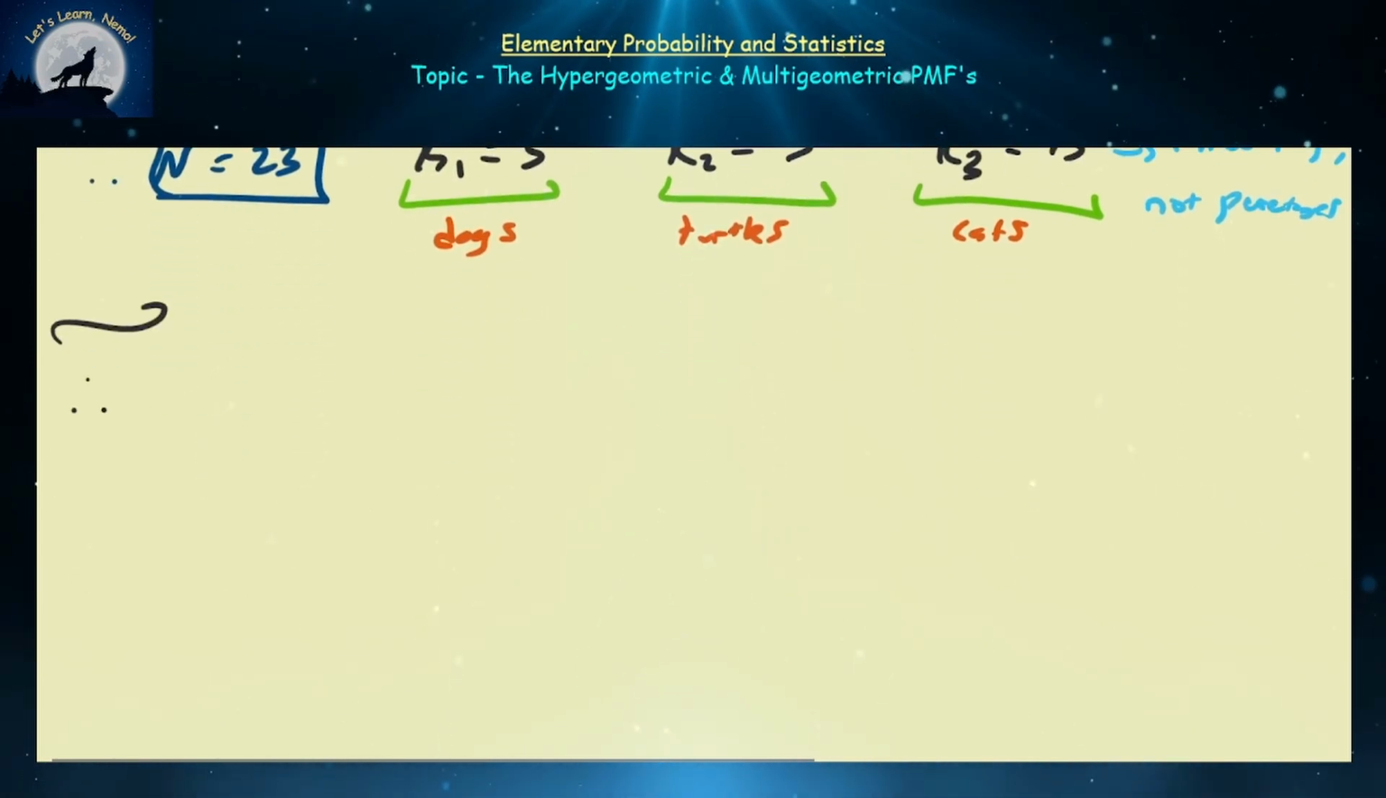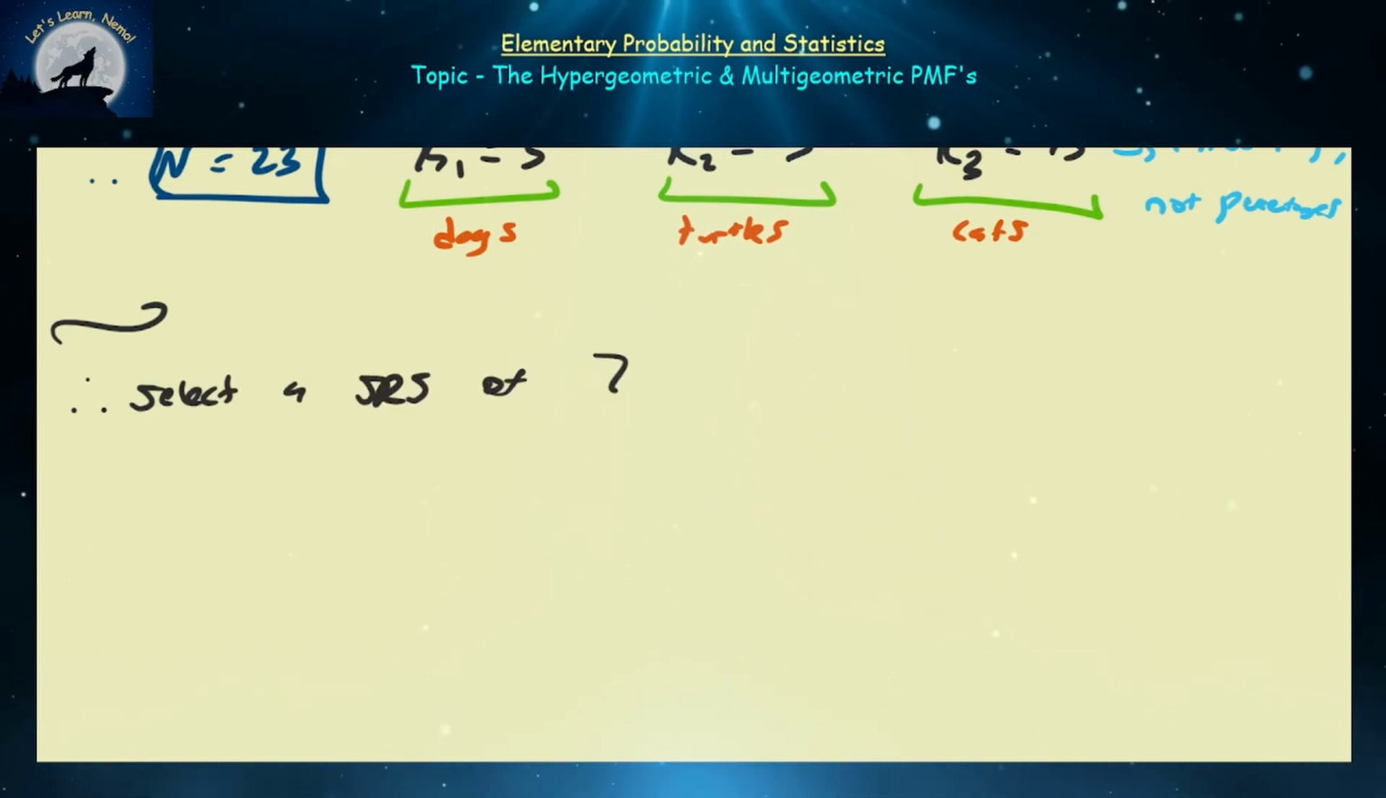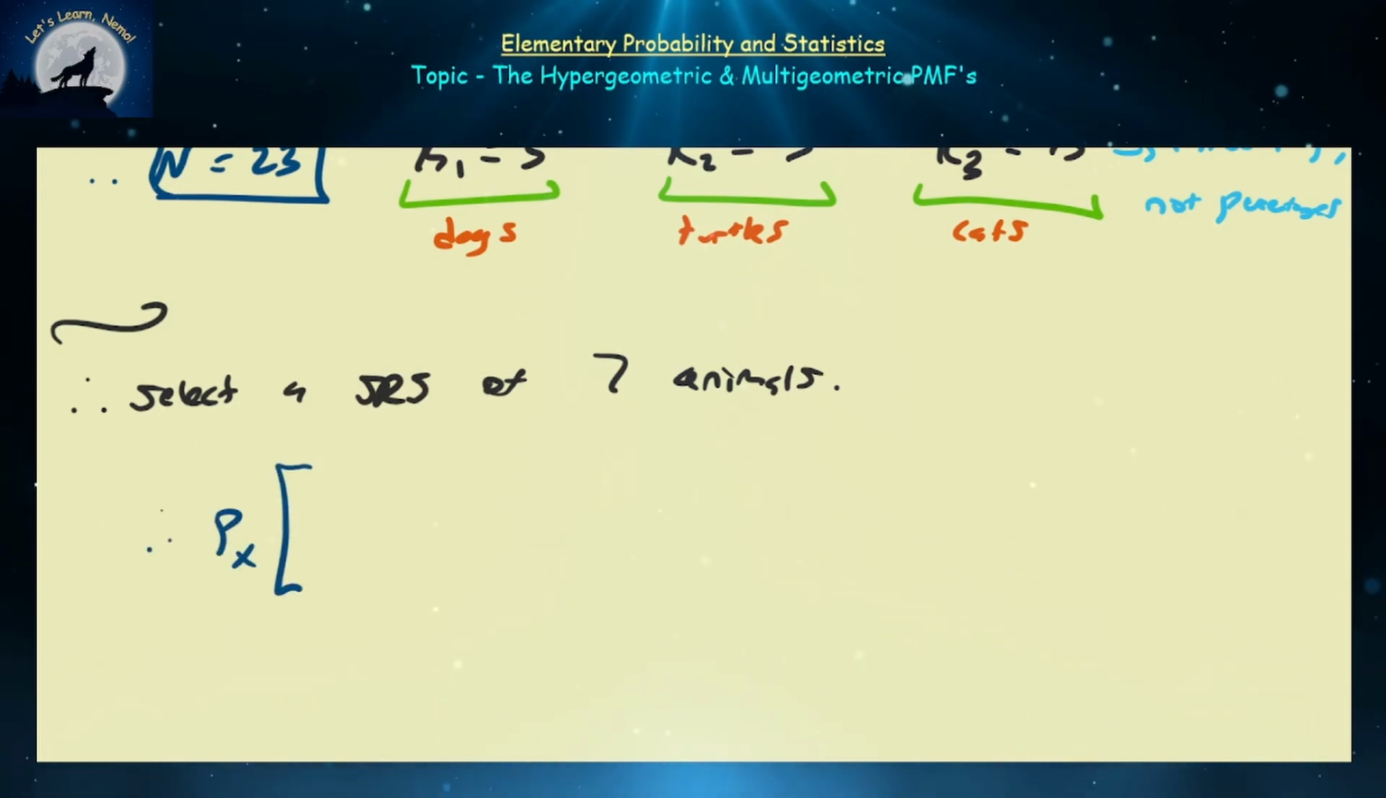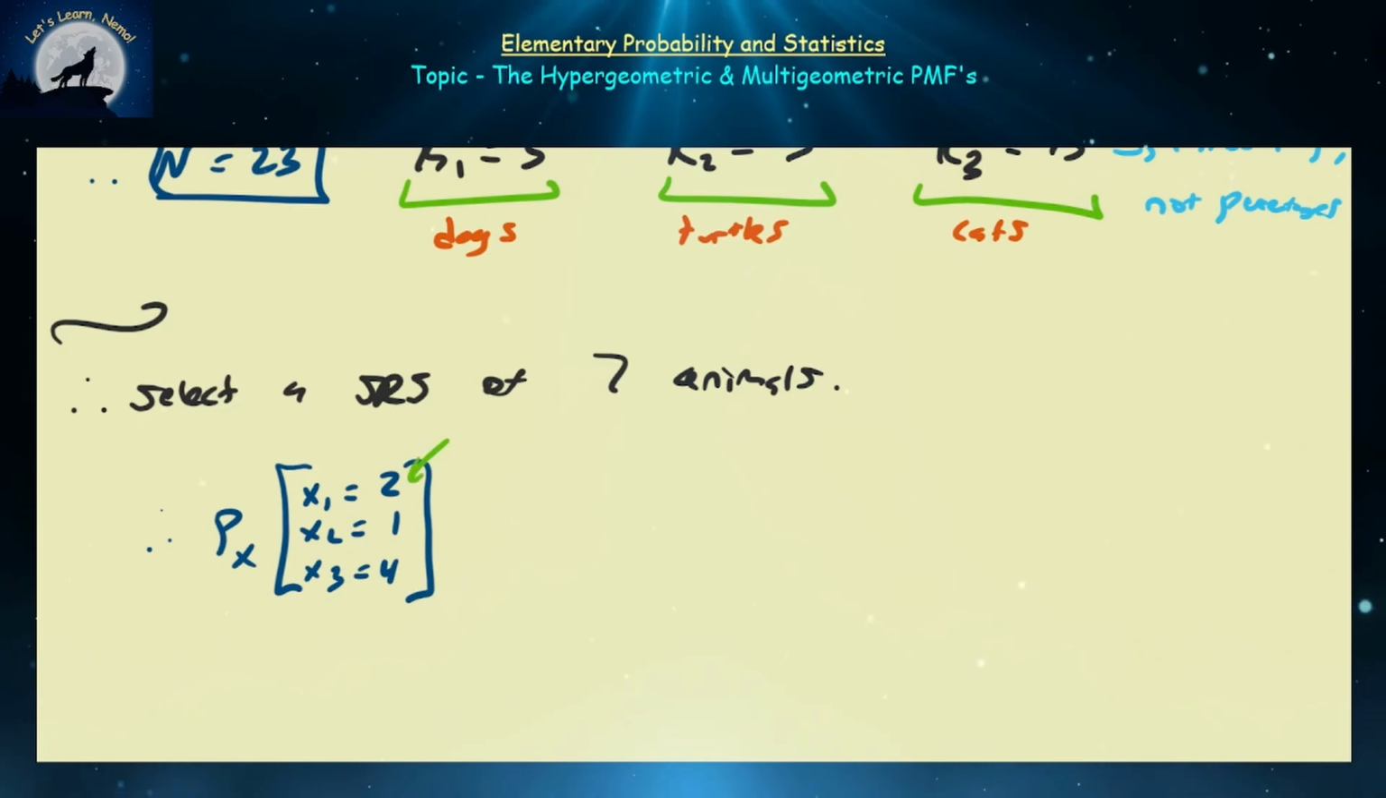So now what I want to do is select a simple random sample of 7 animals from this shelter, and let's assume that I'm interested in getting a particular structure: x1 equal to 2, x2 equal to 1, and x3 equal to what? So 2 plus 1 is 3. I have a total of 7. That means I'm allowed to have 4 of the last character. So keep in mind, x1 corresponds to the number of dogs, x2 corresponds to the number of turtles, and x3 corresponds to the number of cats in my particular sample.